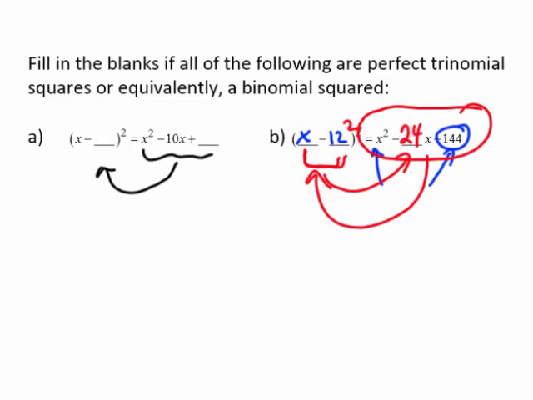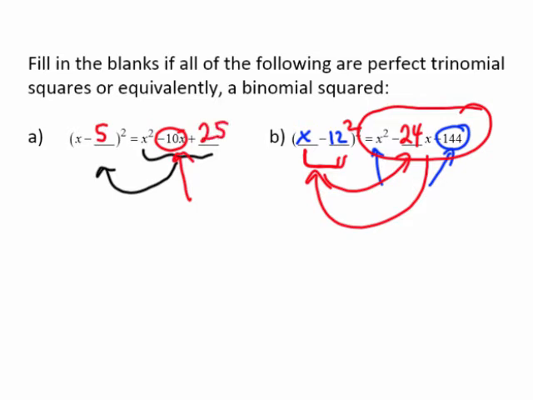Alright, so let's go back to the first example now. This is a bit trickier because we don't know the last term, but we know the middle term. Based on the pattern we just talked about, this term is double the square roots of the two outside terms. So before I doubled to get negative 10, I must have had negative 5. So that would have to be minus 5. And then when I square that, I get 25.